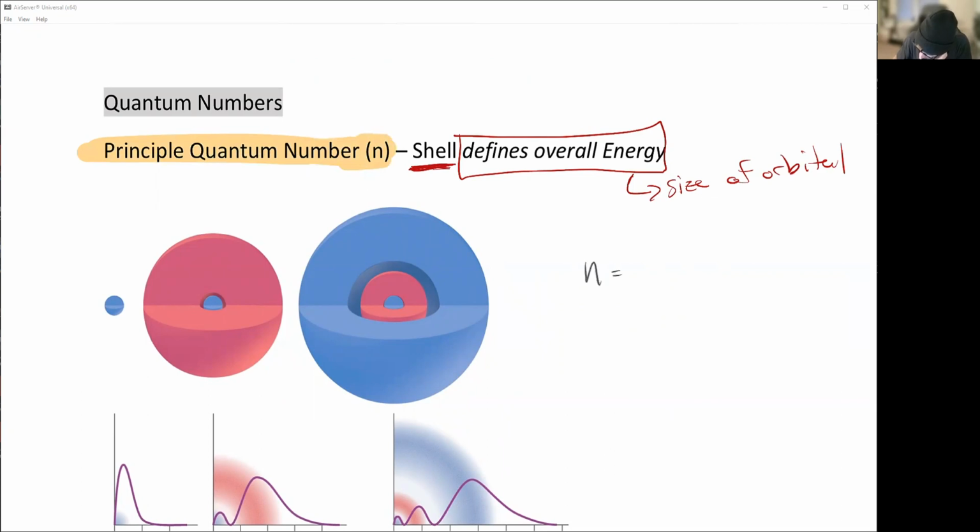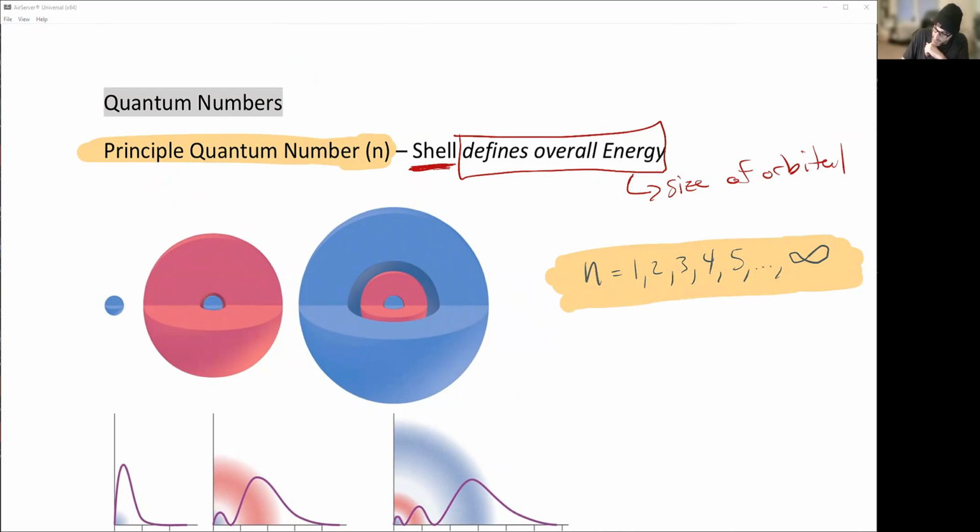N can equal 1, 2, 3, 4, 5, and on, all the way out to infinity. So we can have an infinite number of values, but we go with individual integers. So this right here is my principal quantum number, n. This will make more sense when we put it all together.